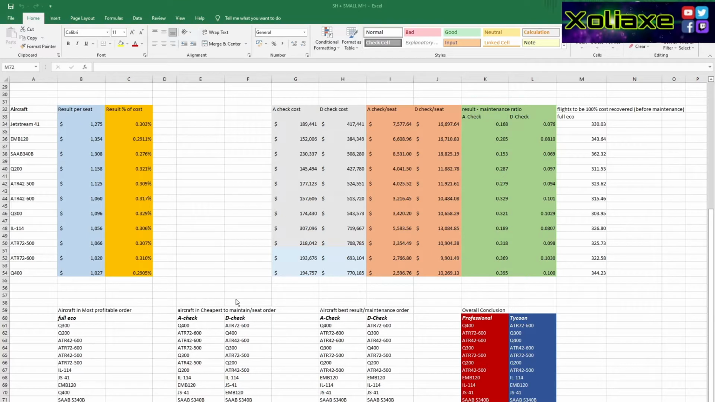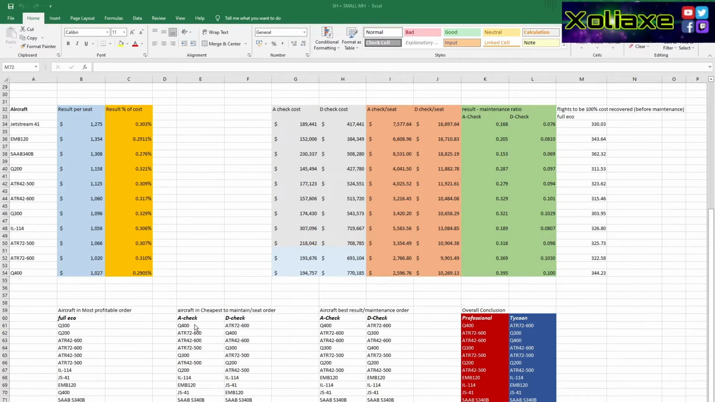Again, I do this A-check and D-check as two separate lists. This is because for those of you playing in professional mode, the most efficient maintenance scheduling is A-checks only. And likewise in Tycoon mode, it's most efficient to carry out D-checks only. So we have a look here then.